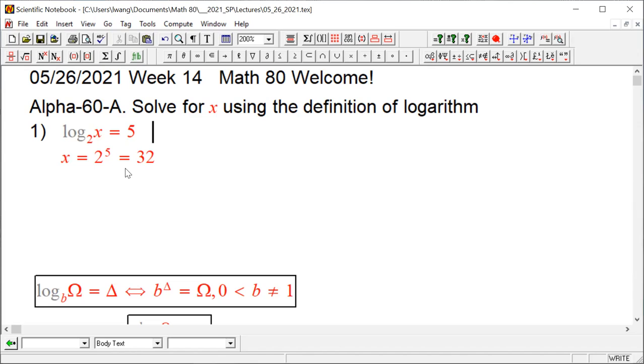Do you guys want to try it? How about you try number 3? Okay, your turn. Number 3.